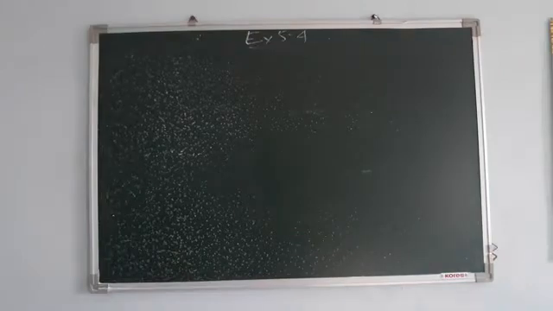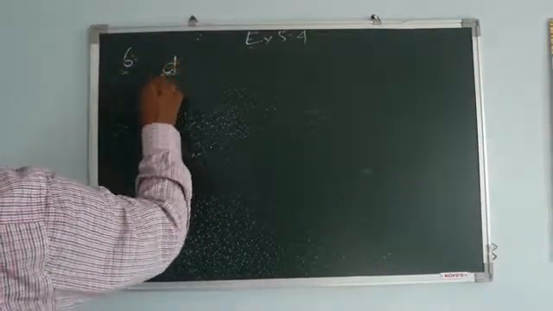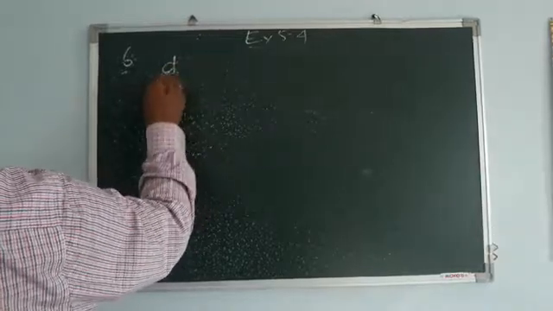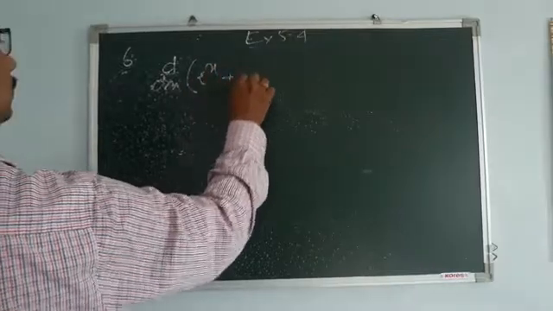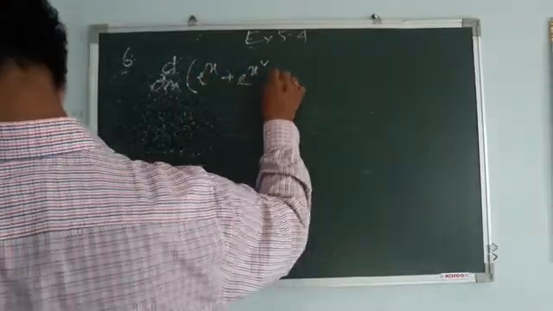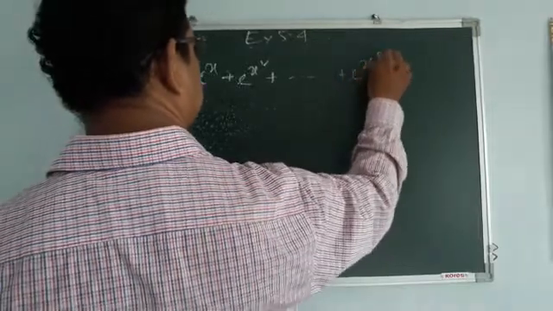Now we will do question number 6. Question number 6 is like that: d/dx of e to the power x, e to the power x square. In this way it is written, e to the power x to the power 5.